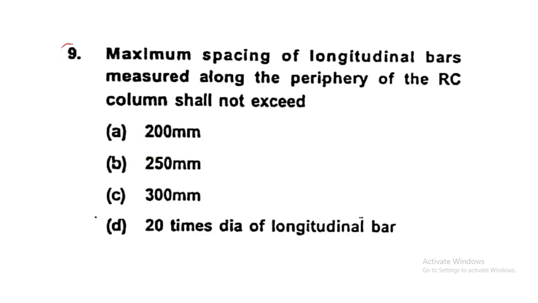Next question. Question number 9. Maximum spacing of longitudinal bars measured along the periphery of the RCC column shall not exceed, right? This one you have to remember. Let me tell you, right? So the maximum spacing of reinforcement, as I told you in the previous question, for rectangular it is 300 mm, should not be more than 300 mm, right, and 16 times of that one. So you have to remember this one, right.